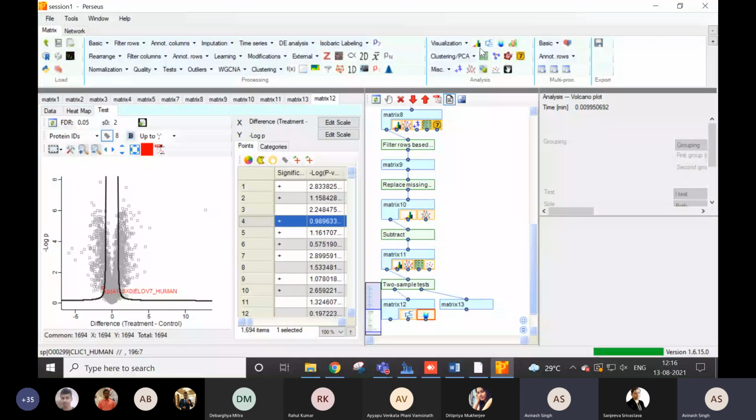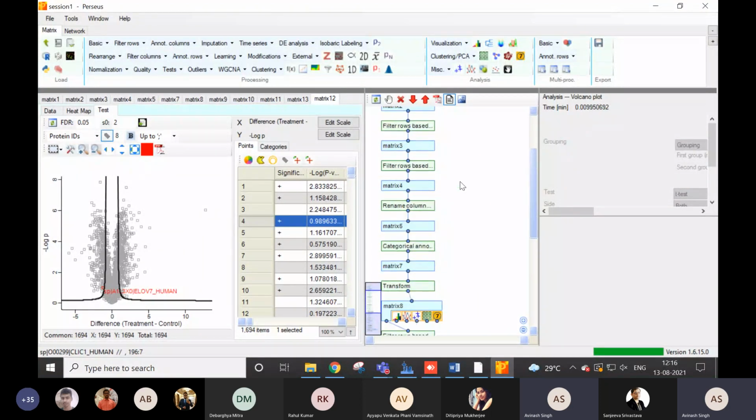So another part is the clustering based method. We can show that in the next part, which is quite complicated. So we can show that part. So yeah, this is all about that.